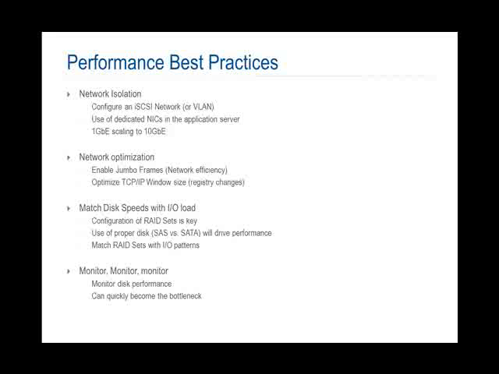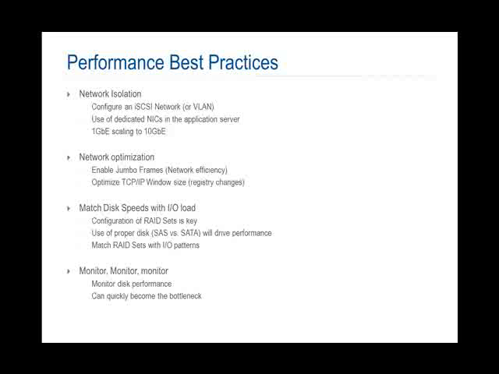Now, in terms of iSCSI itself, it always comes up in terms of performance. How do I go about maximizing performance? Well, one of the first things, and I mentioned this in the previous slide, is network isolation. When you configure an iSCSI network, you want to isolate that network traffic, whether it be on a separate switch or in some cases a separate set of switches, or if you want to VLAN that traffic off. All of that is in play, but you certainly want to make sure that you don't have iSCSI traffic fighting for bandwidth with other traffic.